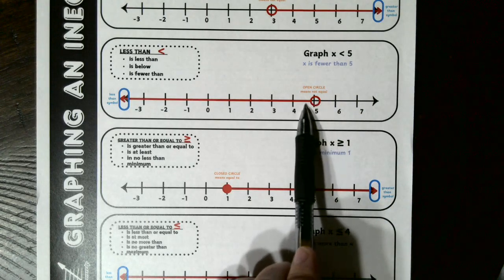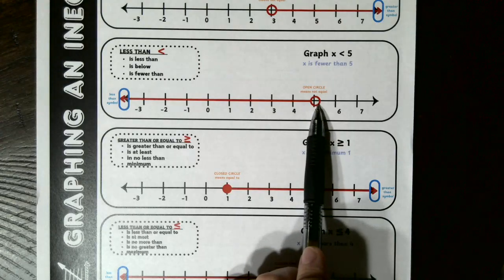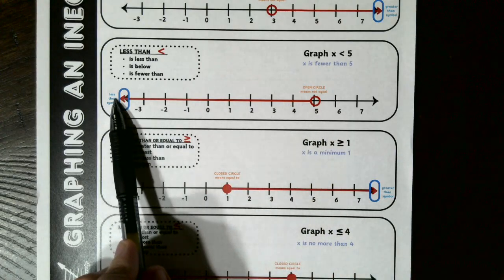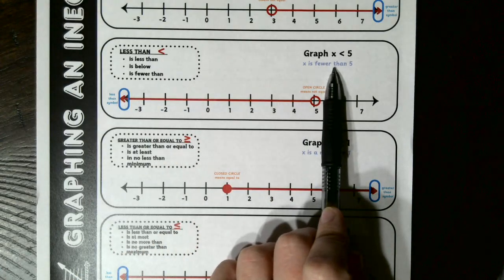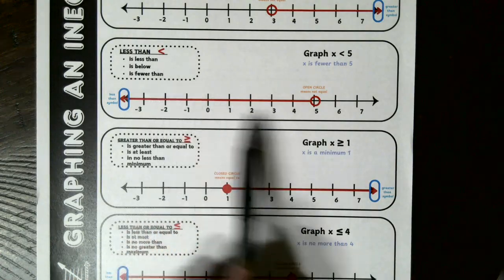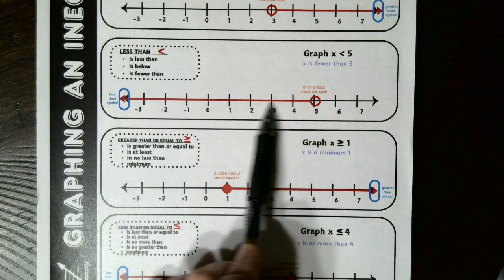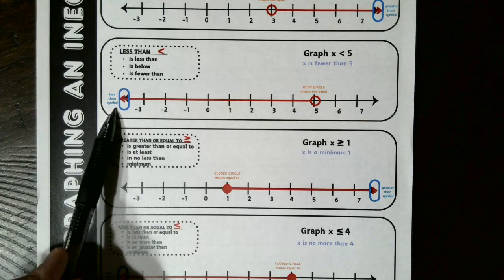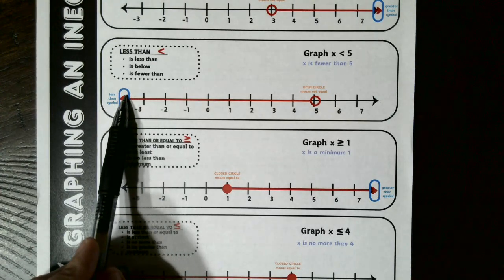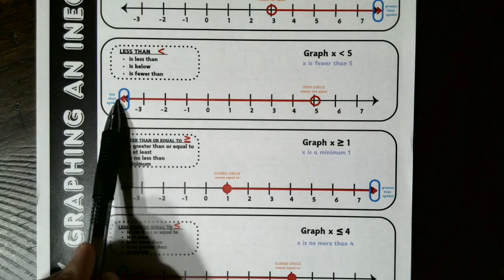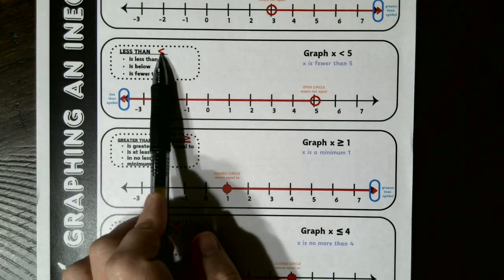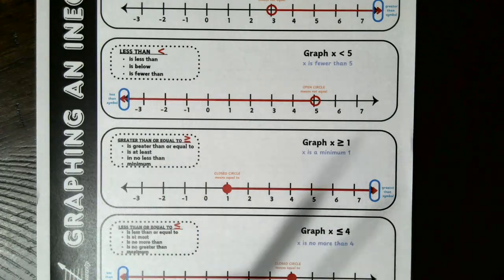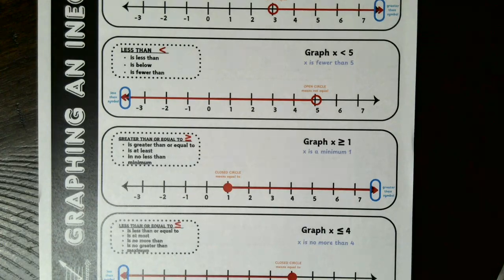So my circle is going to be open and my arrow is going to go down because it's telling me fewer than, less than, below. So it has to be going down on the number line. And then as you see over here, the less than symbol. So I have my arrow at the end. It's going this direction. It matches my less than symbol there. So that's another hint to me that I'm graphing it correctly. Okay? Let's move on to the next one.